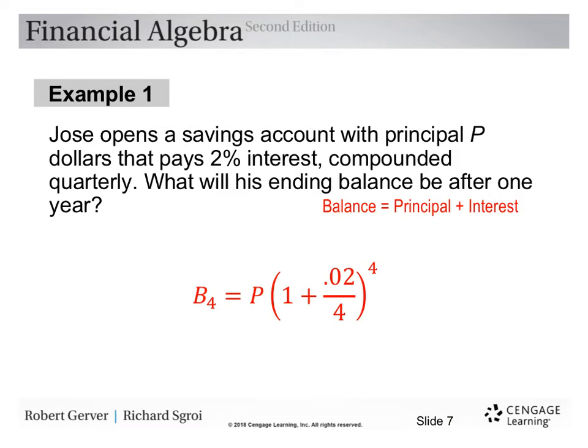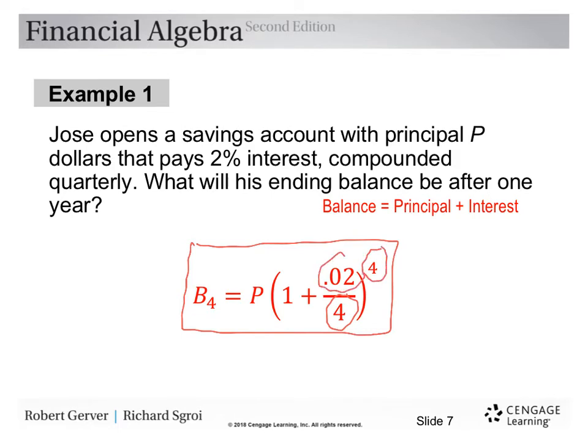If you look at those patterns, you'll find that the balance after the fourth quarter is simply equal to this. Quarterly, that's where this 4 comes in. And it's 4 times again, so that's this. This is your interest, and here's your principal. So this is his balance after 4 quarters.